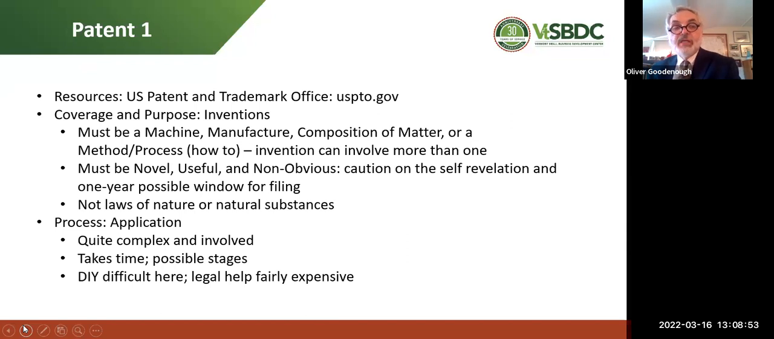What is its coverage? There are 4 categories that are mentioned. One is a machine, a manufacturer, a composition of matter. What composition of matter? Molecules, alloys, but typically molecules. This is big for the drug companies. Or a method or process, a way of doing stuff. And an invention can involve more than one of them, and might involve one but not another.